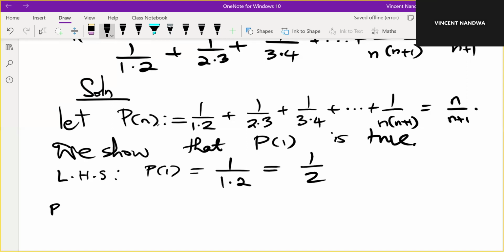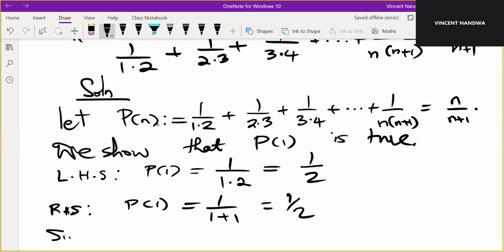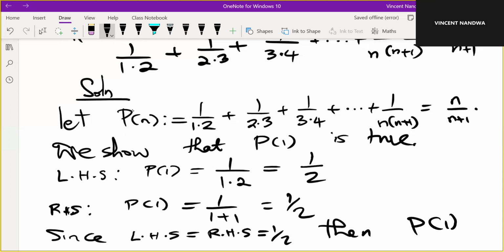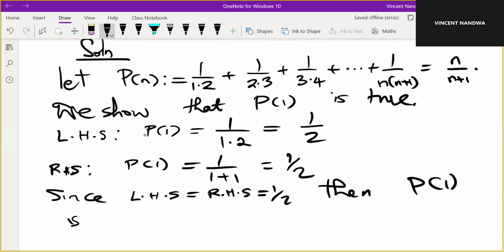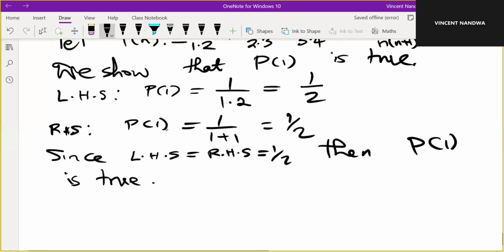Right-hand side will be P of 1. Now where there's n, we put 1, okay? So we'll have 1 over 1 plus 1, which is 1 over 2, correct? So then since left-hand side equals right-hand side equals a half, then P of 1 is true. So we have done with the basic step, okay? So next step, we do what?